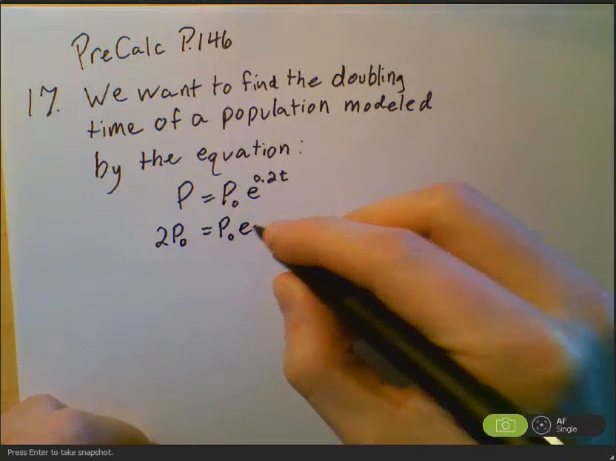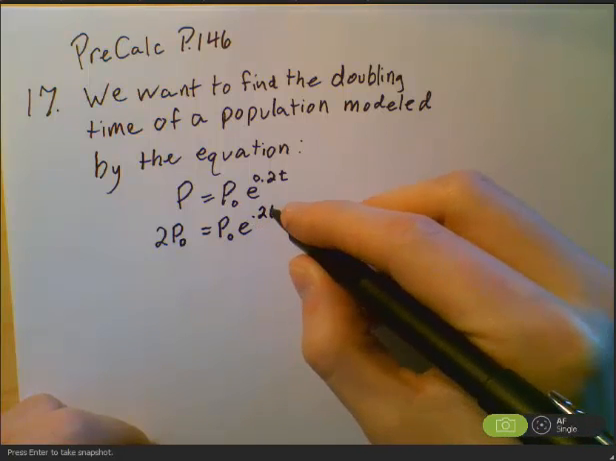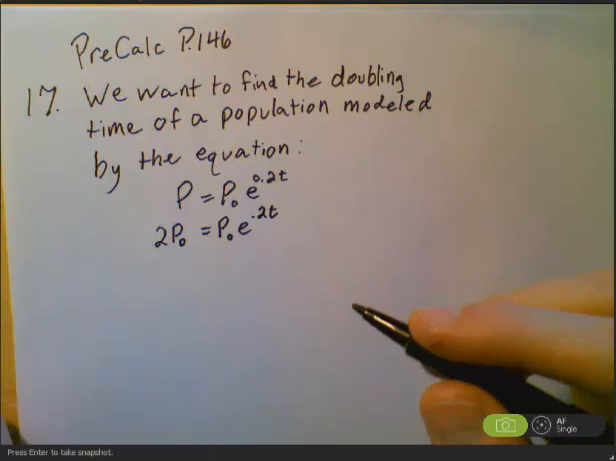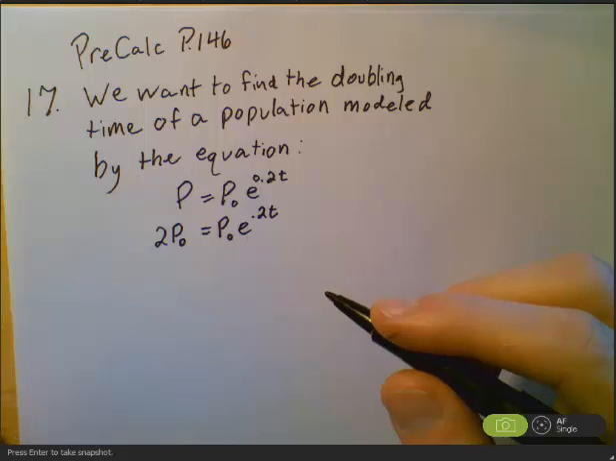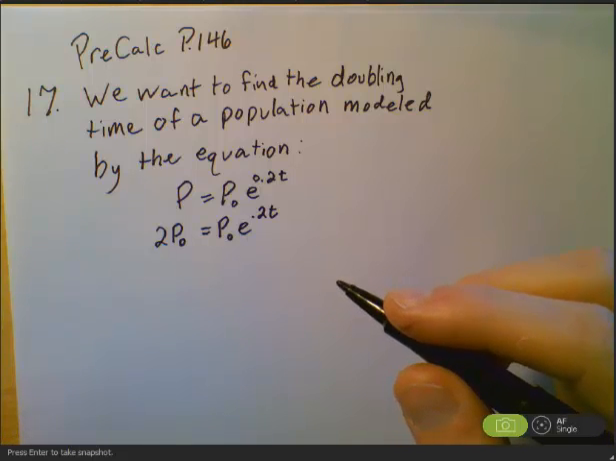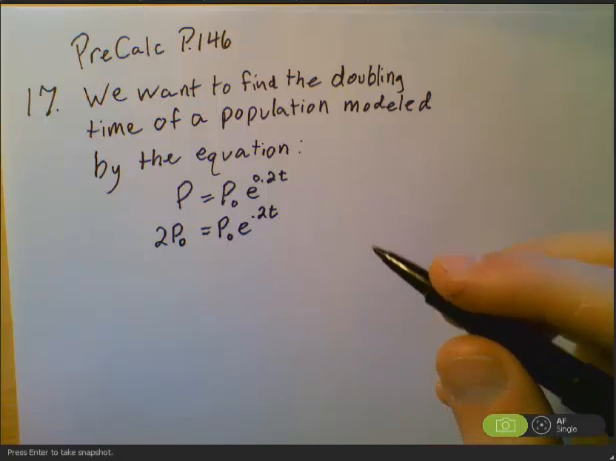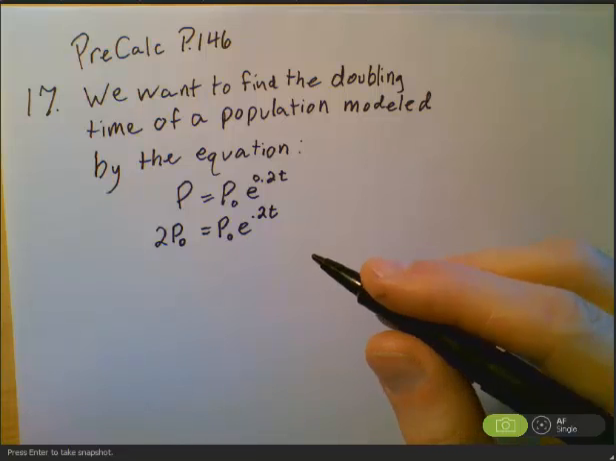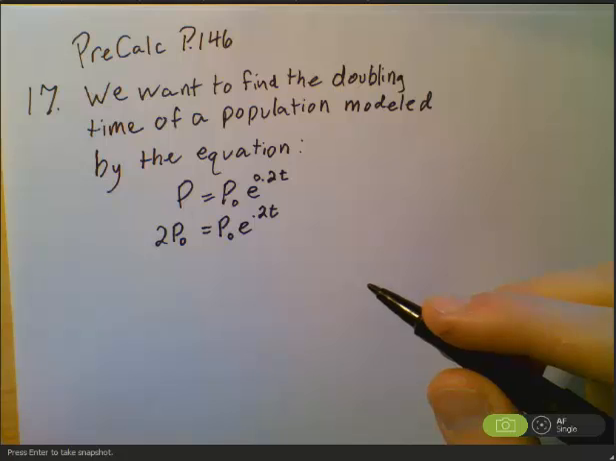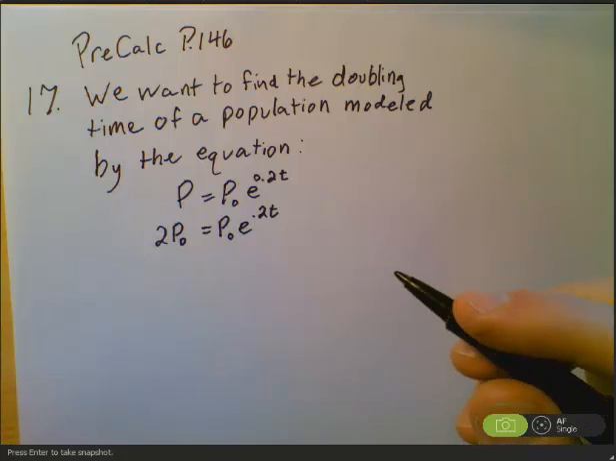times e to the 0.2t power. Now that we have our equation set up, all we have to do is solve for t, which is what we want in this problem. We're looking for the time that it takes for the population to double. So we will use some algebra and logarithmic properties. Since we have e, which is Euler's constant, we are going to be using natural logs to solve for this. But let's get started with the first step.